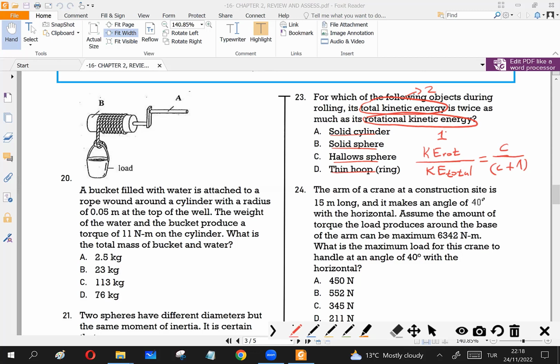Rotational is 1 joule, we said 1. Total is twice, that is 2, equals C divided by C plus 1. Cross multiplying, C plus 1 is going to be 2C. Transferring this C to the right side, it becomes C equals 1. So which shape here has C equal to 1? The thin hoop, yes. Ring. Ring has C equal to 1, that's why the answer is D.